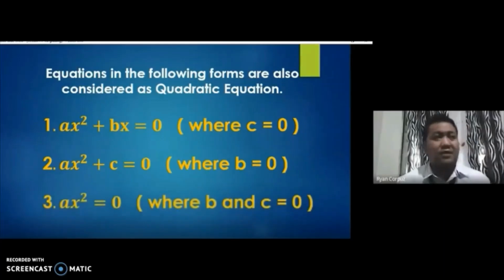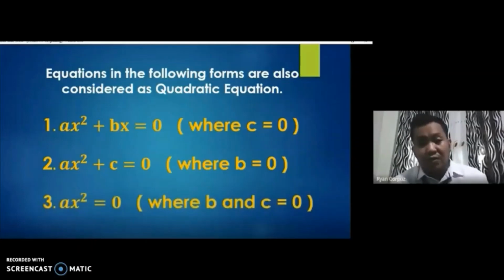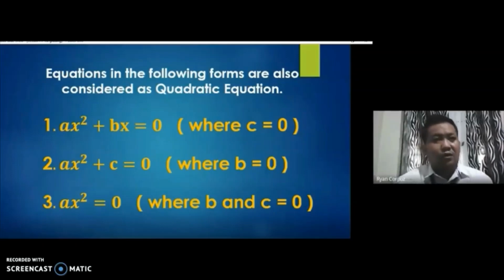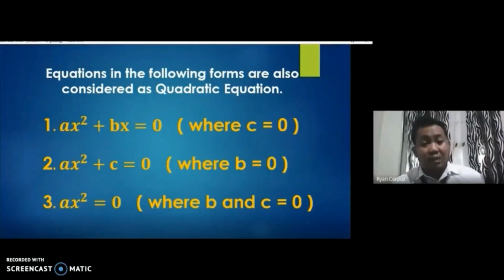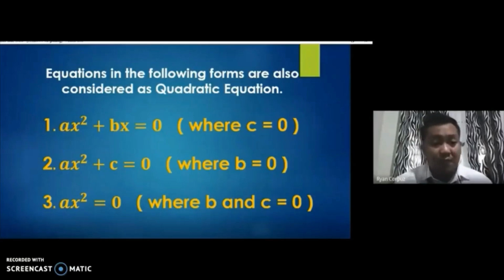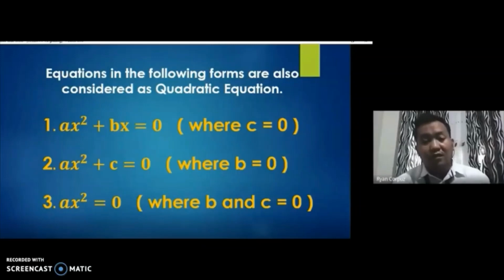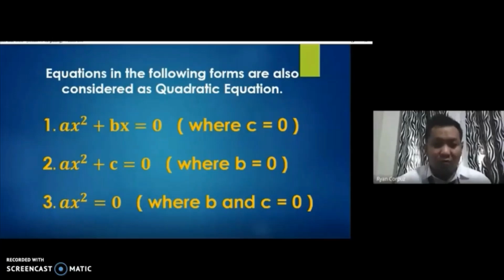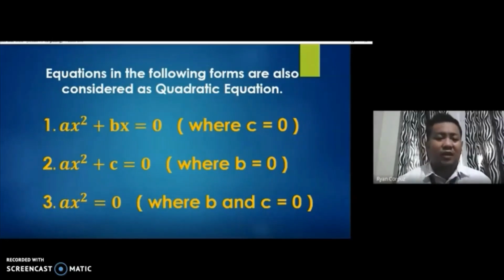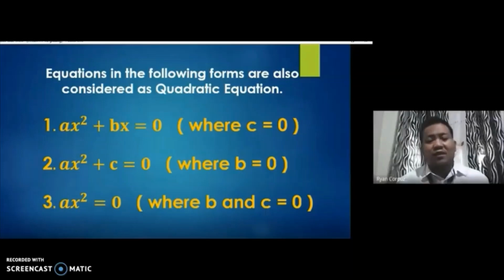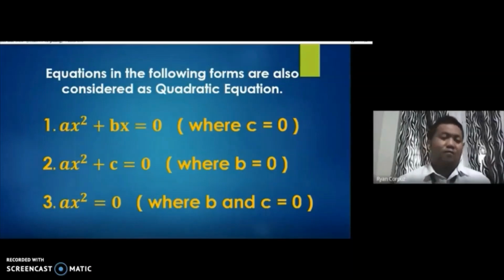The third one is ax squared is equal to 0. So what's missing there? In that given equation, b and c are equal to 0. That means we do not have linear and constant terms. Only the quadratic term is present in that given equation. So even though b and c are not present, as long as the quadratic term is there, we can still consider that as a quadratic equation.